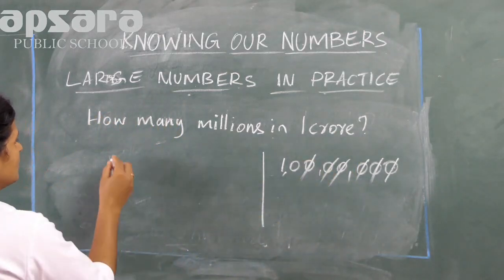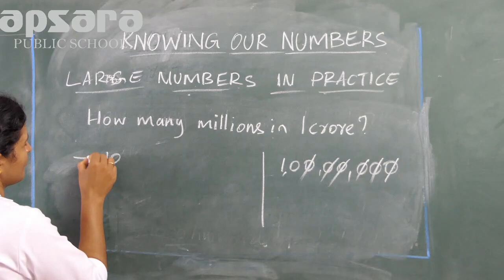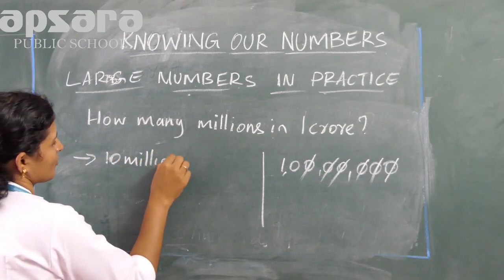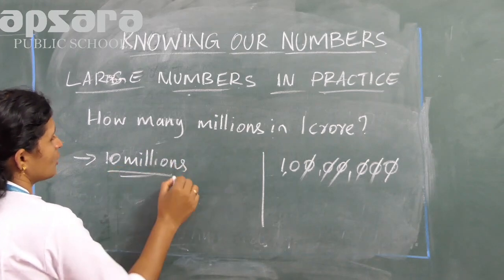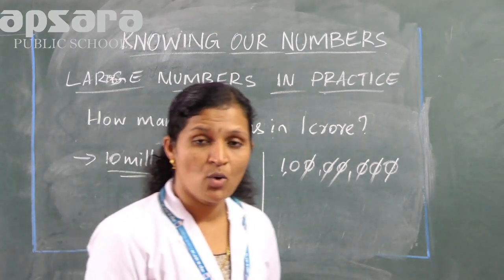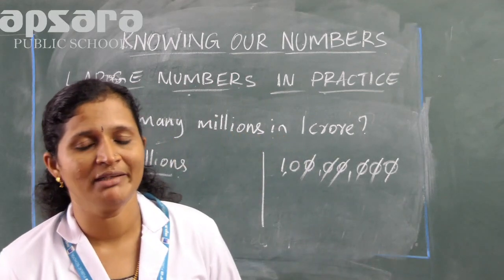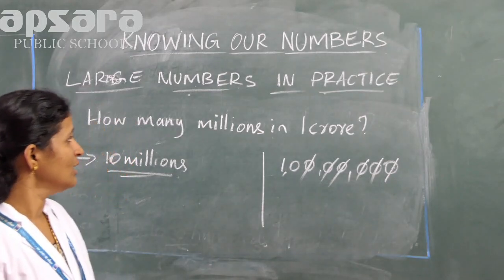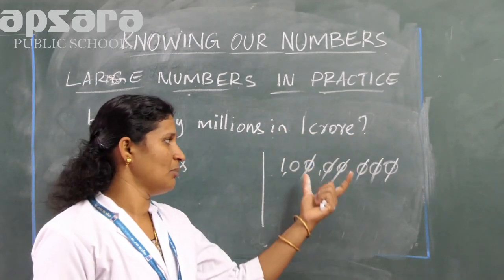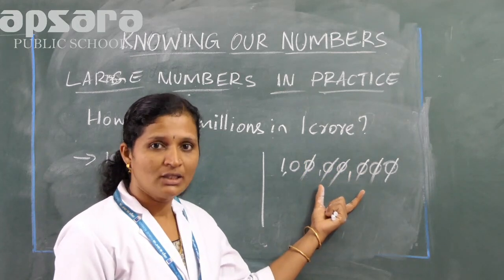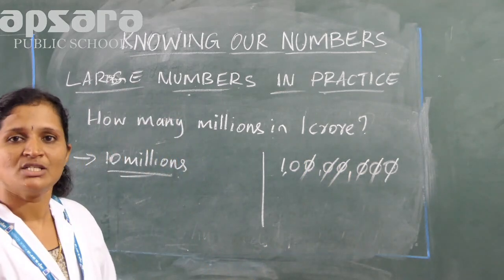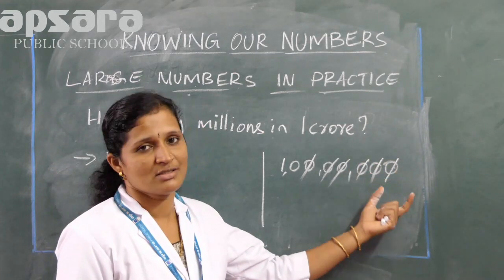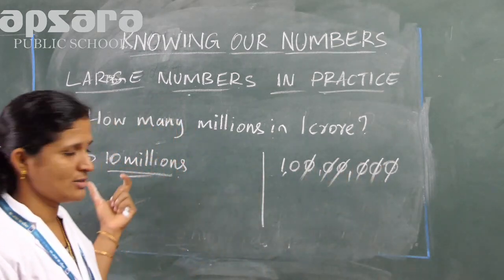Okay, so what is the answer? 10 millions. So how many millions in 1 crore? 10 millions. I hope everyone understood how to split large numbers into smaller ones. So I told you, first of all, the number you want to split, write that number in the rough outside. And for the number they ask you to split into, check how many zeros are in that number, and cancel those zeros from the largest number, then you will get your answer.